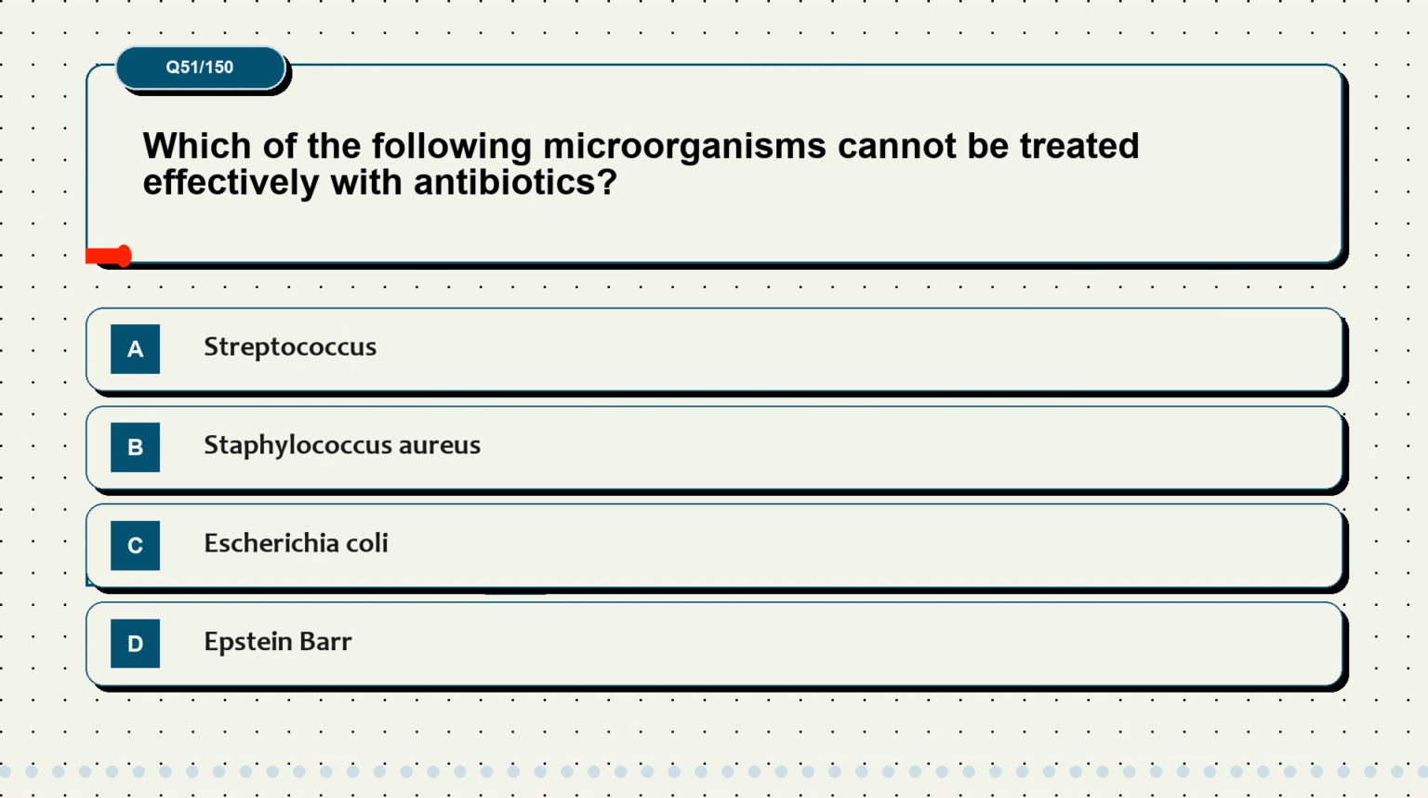Question 51. Which of the following microorganisms cannot be treated effectively with antibiotics? Here are the options. Option A, Streptococcus. Option B, Staphylococcus aureus. Option C, Escherichia coli. Option D, Epstein-Barr.